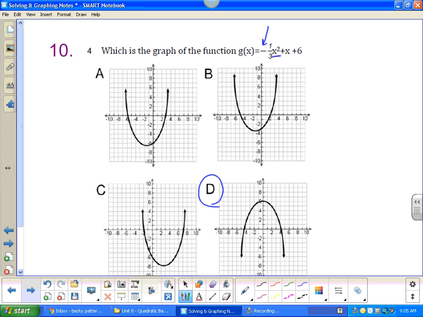Now, if you had two that open down, the other thing you know without doing anything is that your y-intercept is a 6. So it has to cross the y-axis at 6. So again, use the information that you know in order to pick your answer.